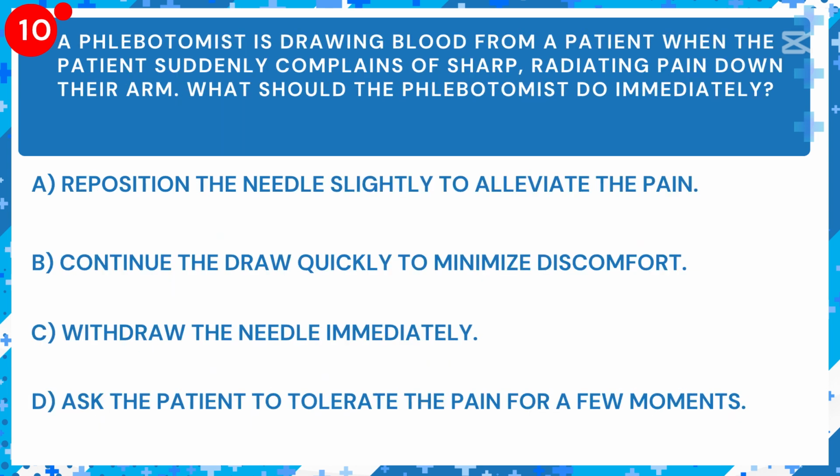Question 10. A phlebotomist is drawing blood from a patient when the patient suddenly complains of sharp, radiating pain down their arm. What should the phlebotomist do immediately? A. Reposition the needle slightly to alleviate the pain. B. Continue the draw quickly to minimize discomfort. C. Withdraw the needle immediately. D. Ask the patient to tolerate the pain for a few moments.